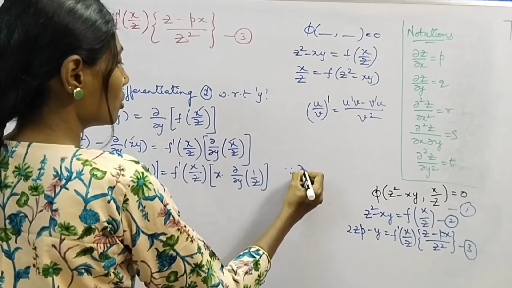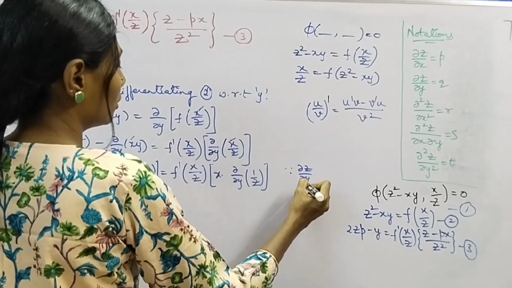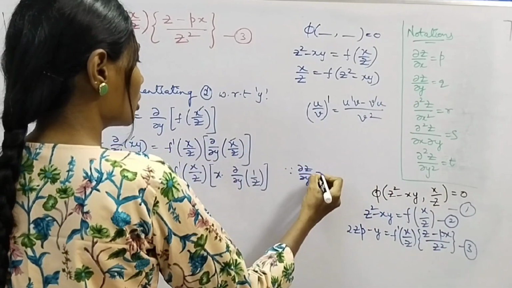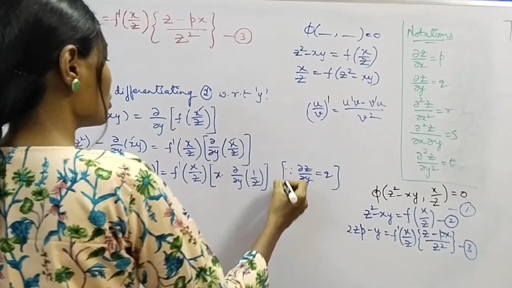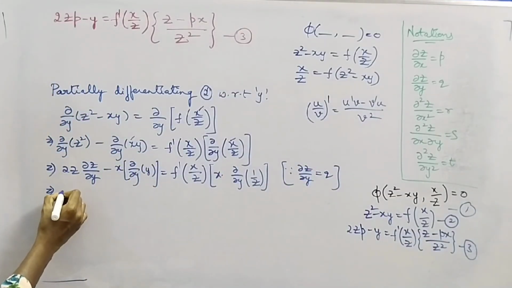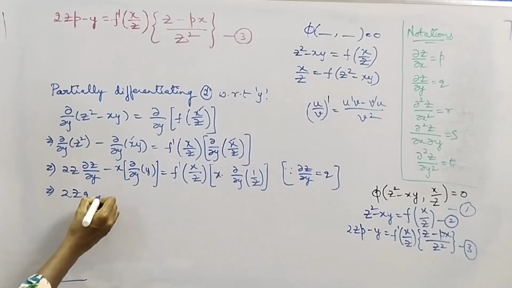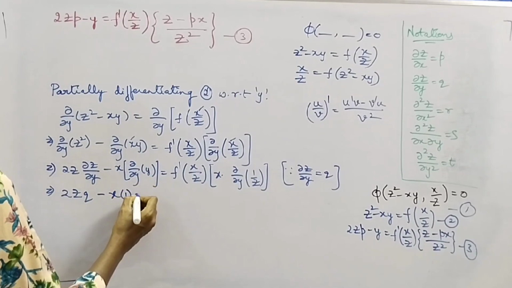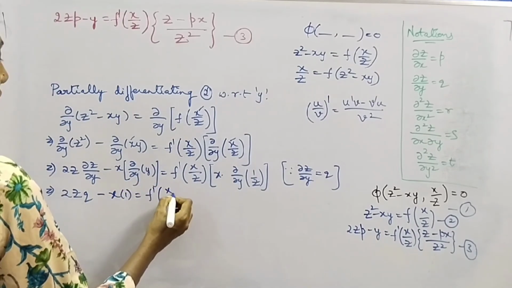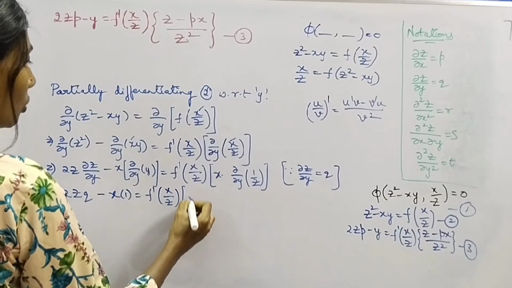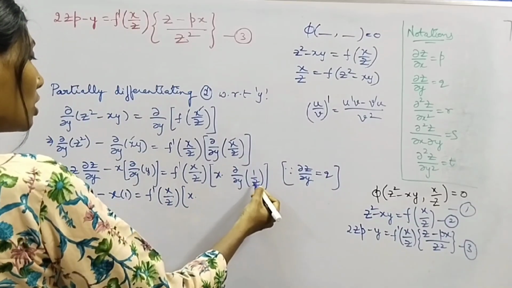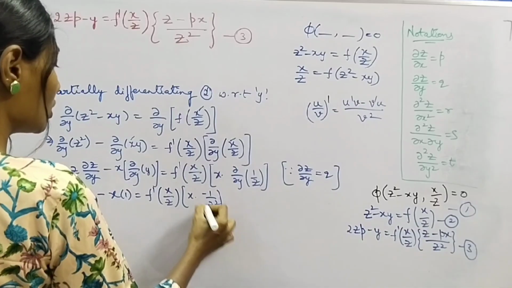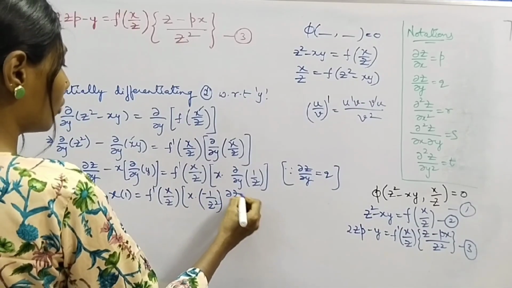And we know that ∂z/∂y equals q, which is a notation, and now we'll replace ∂z/∂y by q, so that you'll get 2zq minus x into the partial derivative of y with respect to y, which is 1, equal to f' of x/z into x into the partial derivative of 1/z with respect to y, which is minus 1/z² into the inner derivative, that is ∂z/∂y.